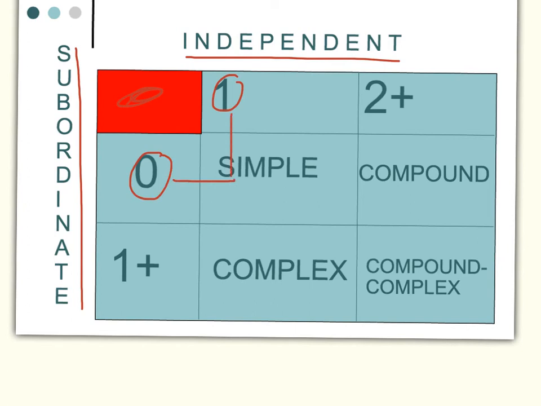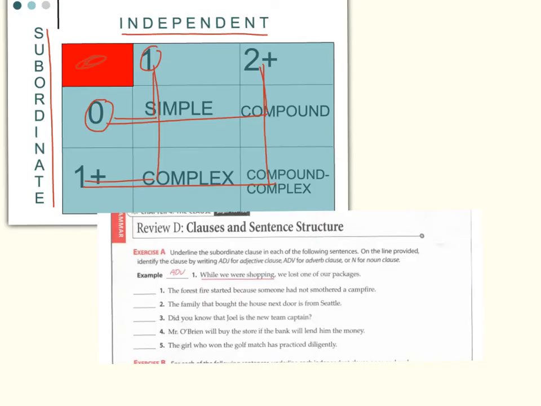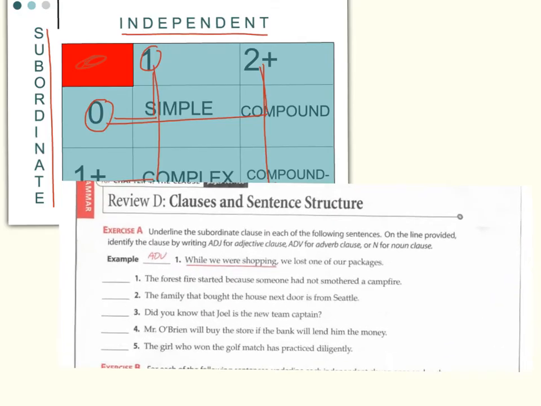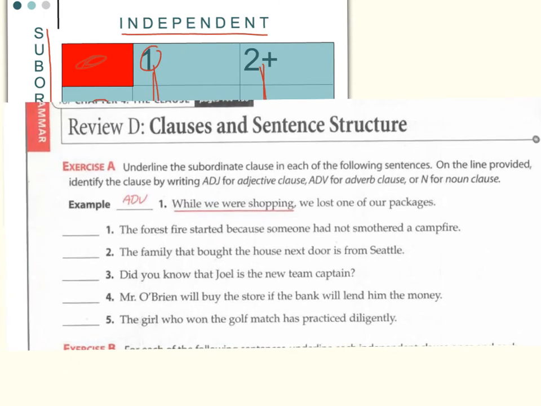Two or more independent clauses with zero subordinate clauses is a compound sentence. One independent clause with one or more subordinate clauses is complex. One or more subordinate with two or more independent, compound complex. Let's review a couple of examples. I'm going to zoom in on this so you can see.